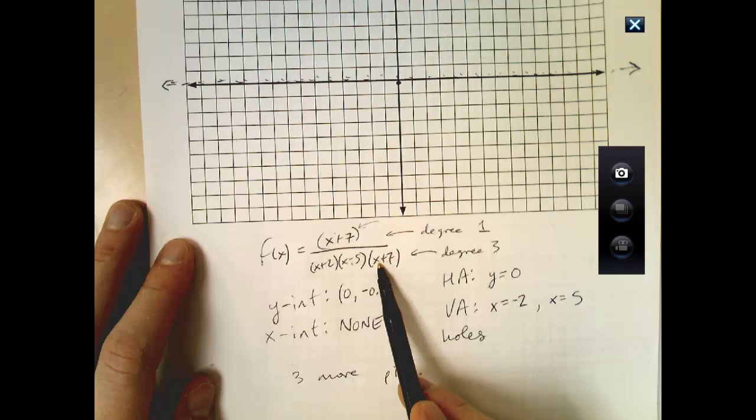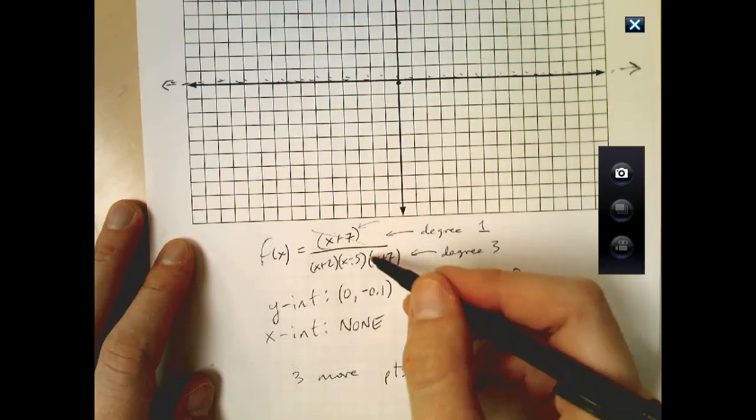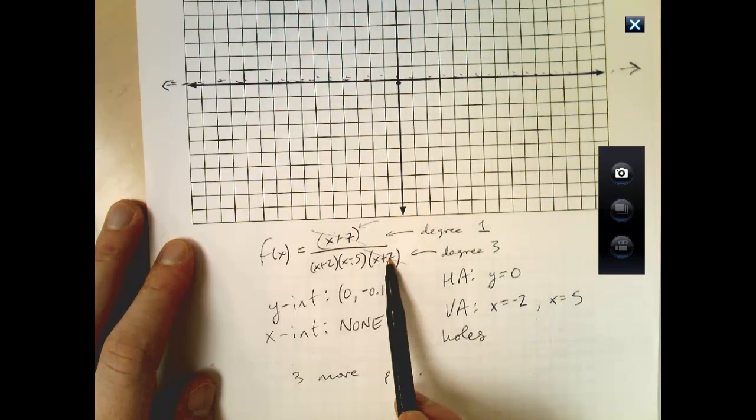The negative 7 is not a vertical asymptote because I have the same factor on the top and bottom, and people say, can I cross these out? Yes, you can.